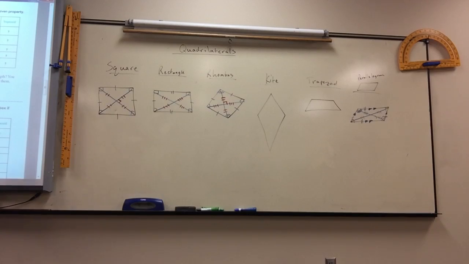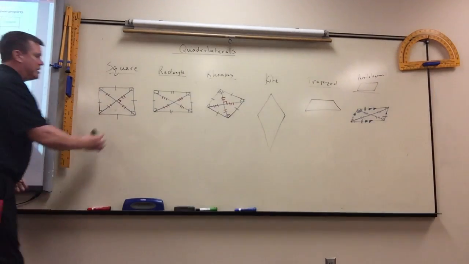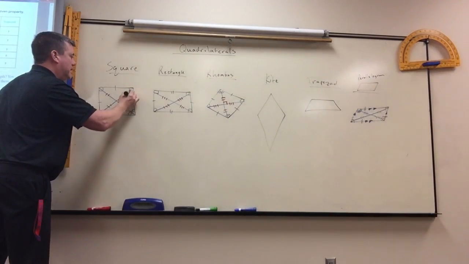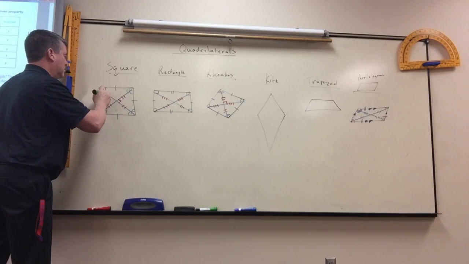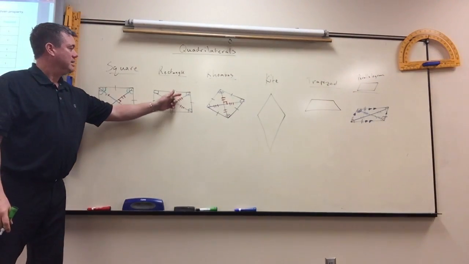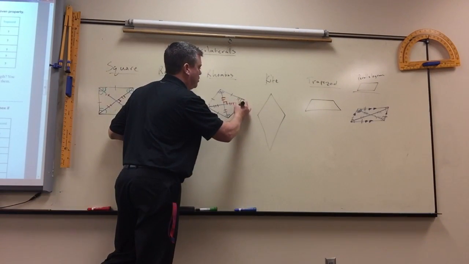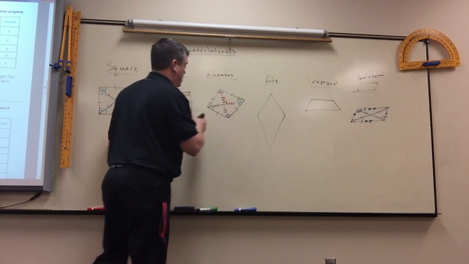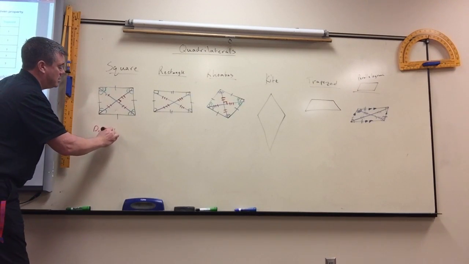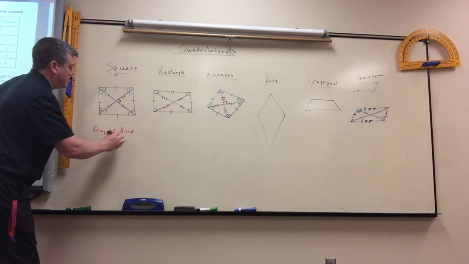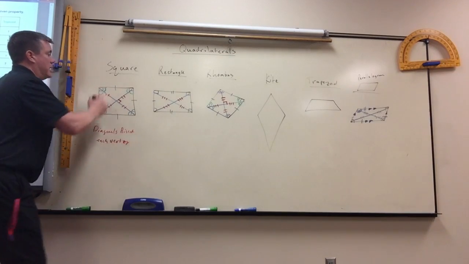And then as far as the angles, in a square, the diagonals will bisect each corner. In a rectangle, they do not. This angle would be smaller than that one. In a rhombus, they do. This would equal that. This one would equal that one, and so on. So, diagonals bisect each vertex in a square and a rhombus.